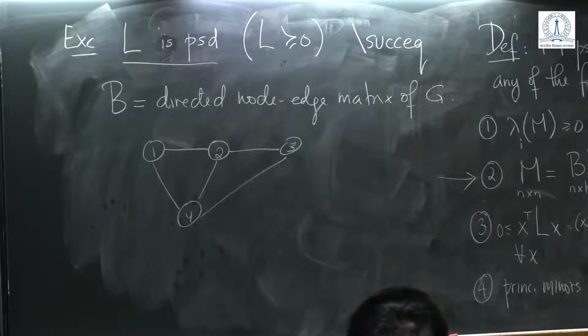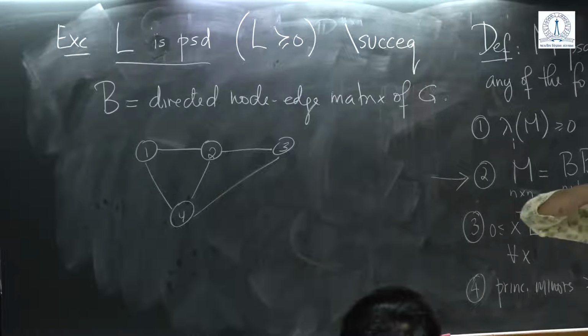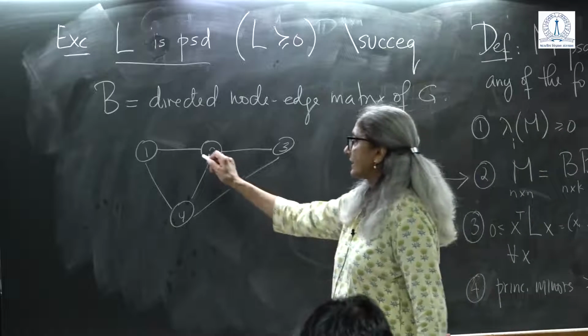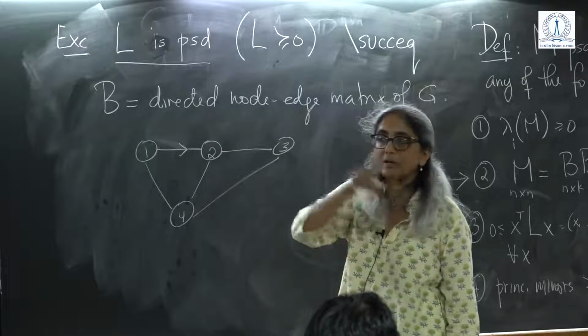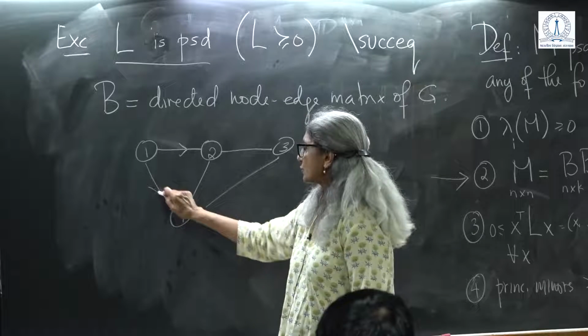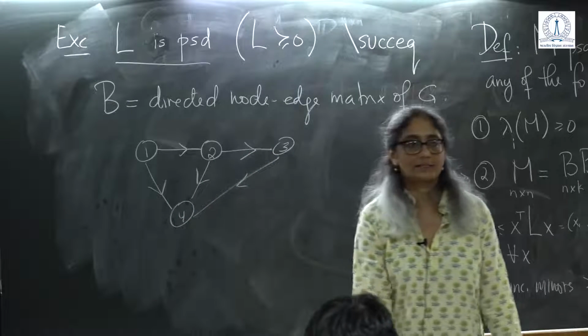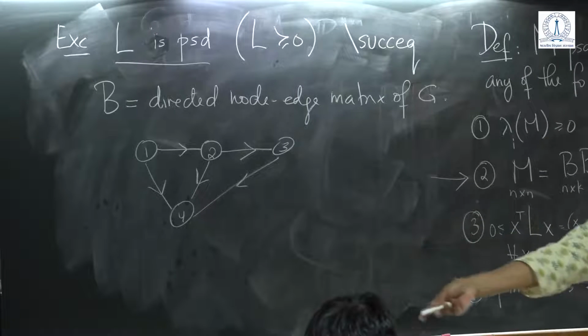So a directed node-edge matrix means first you pick an arbitrary direction on the edges, any, okay? So I'm going to direct this lexicographically. So let's send 1 to 2, so smaller number to bigger number, 1 to 4, 2 to 3, 2 to 4, and 3 to 4. Okay, this is an arbitrary direction. I just put some direction.